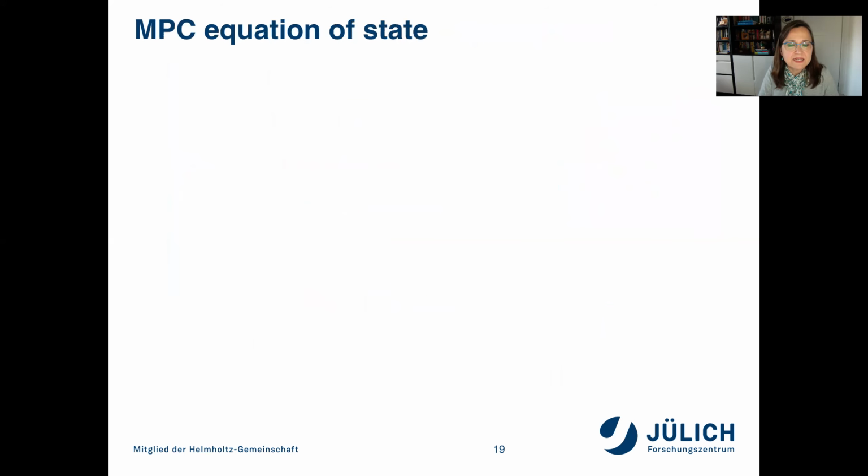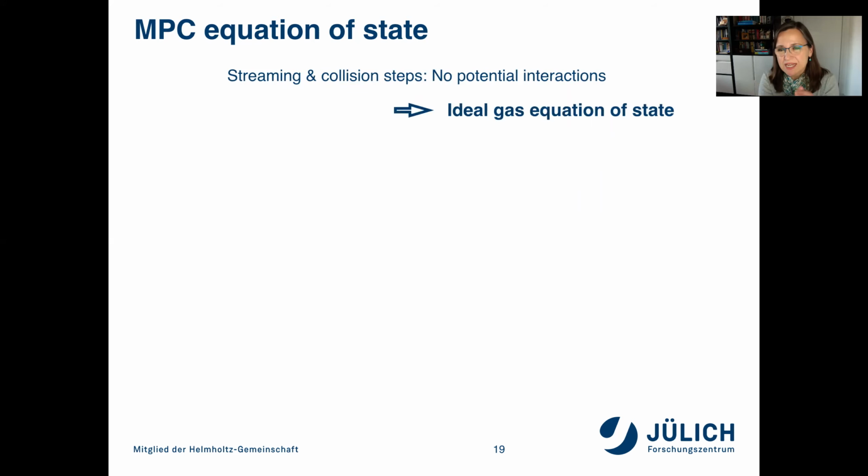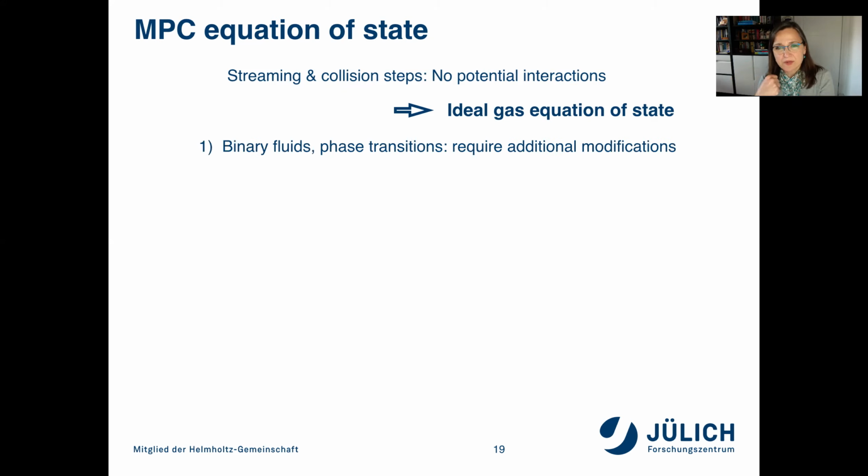And then I continue telling you, until now everything is beautiful about MPC, but it has of course some pitfalls, or some things that have to be taken into account a little bit more carefully. One of them is the equation of state of a fluid represented by the MPC method. We have seen that in the streaming and the collision step, there are no potential interactions at all. And this means that the equation of state that the system is going to have is that of an ideal gas, because we need potential interactions in order to have something that deviates from the ideal gas equation. So what we have is a liquid with the ideal equation of state.